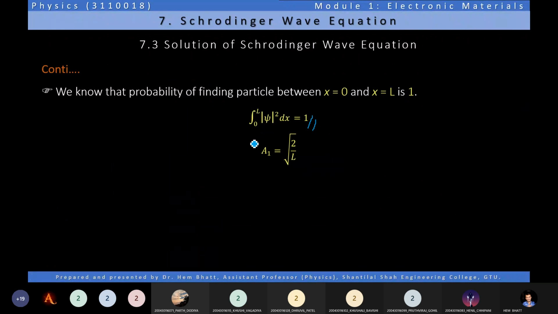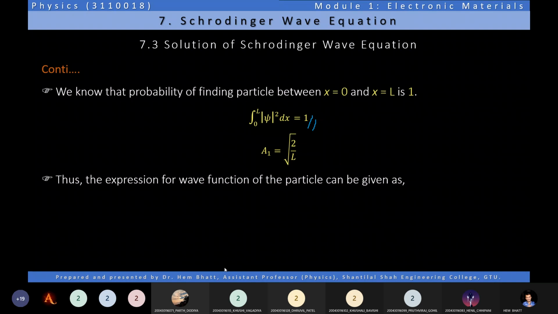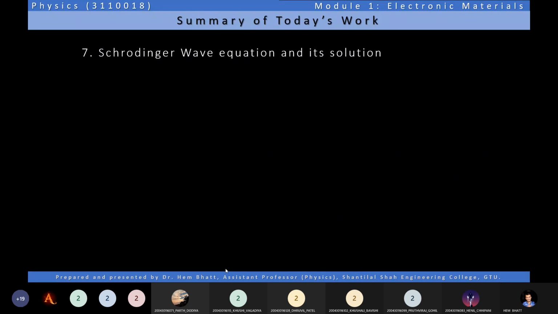You can directly write that solving this equation, A1 is root 2 by L. And then I can say that the solution of the wave equation is psi is equal to root 2 by L sin kx. This is the solution of the time independent Schrodinger equation. And that is all for today.